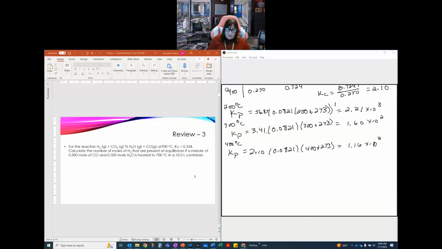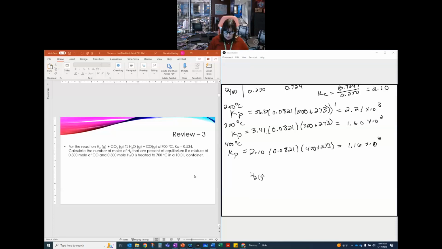Let's talk about review 3. It says, for the reaction H2 plus CO2 goes to H2O plus CO, all of them gases, at 700 degrees C, Kc equals 0.534. Calculate the number of moles of H2 that are present at equilibrium if a mixture of 3 moles of CO and 3 moles of H2O is heated at 700 degrees C in a 10-liter container. That's a lot of information. So I'm not sure exactly where to start.